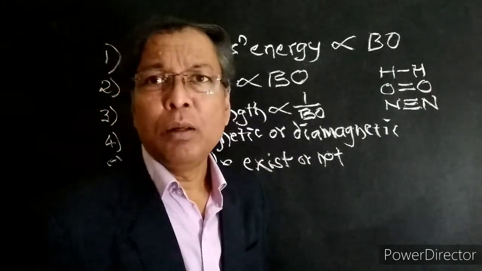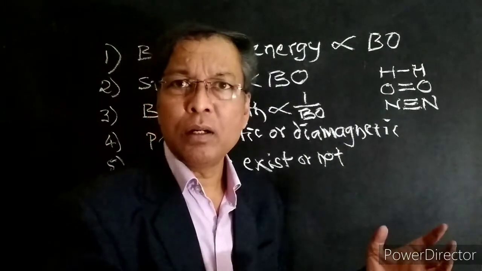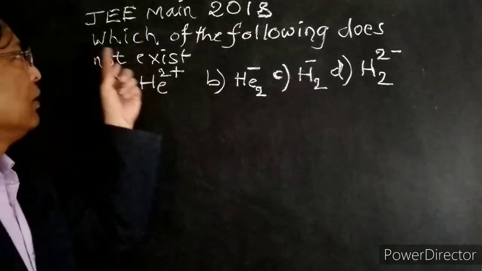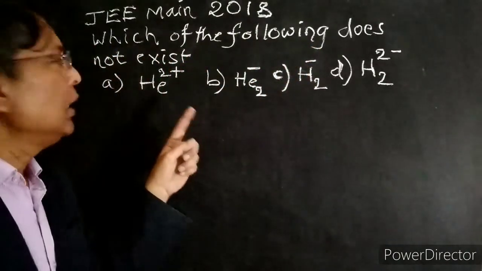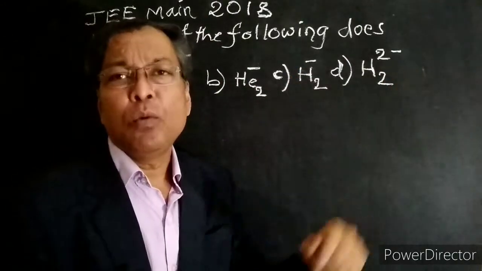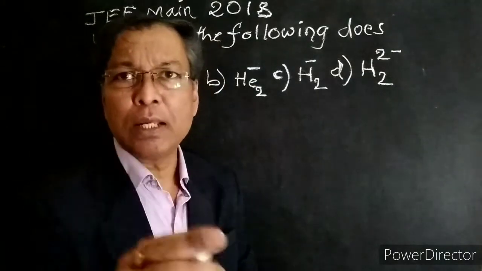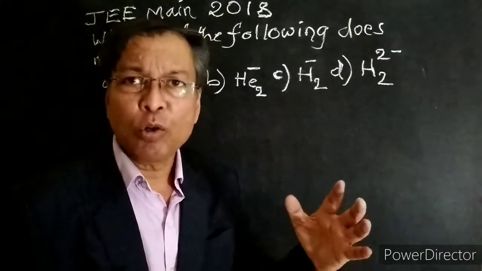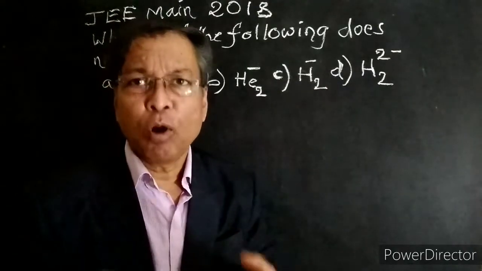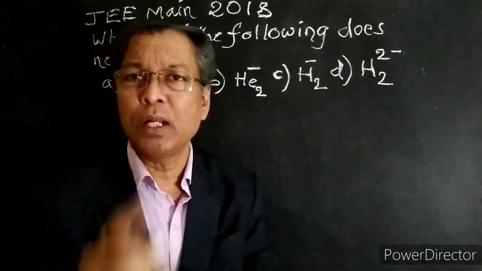Now we are going to solve many challenging questions and JEE NEET previous appeared questions one by one. Let us solve a JEE Main 2018 appeared question. Which of the following does not exist? He2 plus, He2 minus, H2 minus, H2 2 minus. We have already seen that the molecule whose bond order is 0 does not exist. Let us calculate the bond order of each molecule, then we will see which molecule has bond order 0, and that is our answer.